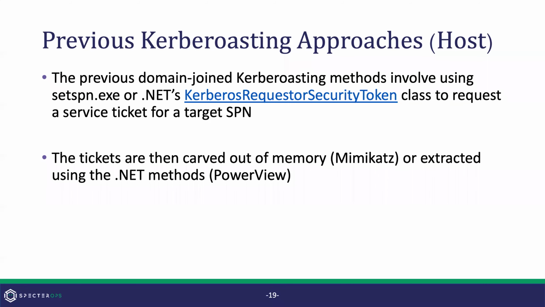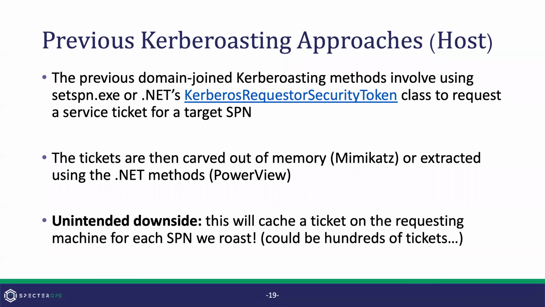tickets out of memory. But this has another unintended downside beyond not being able to control the encryption components, and that is that this will cache a ticket on the requesting machine for every service principal name we roast. So if you've done Invoke-Kerberoast with PowerView on a host, and say there's 200 different user accounts in a domain that have service principal names, you're going to get 200 service tickets cached in the logon session of the host you're requesting from. So that's potentially bad from an OPSEC perspective, depending on what the defensive team is looking for.